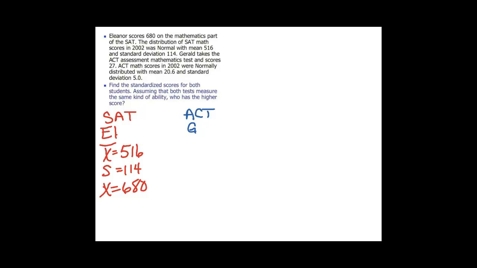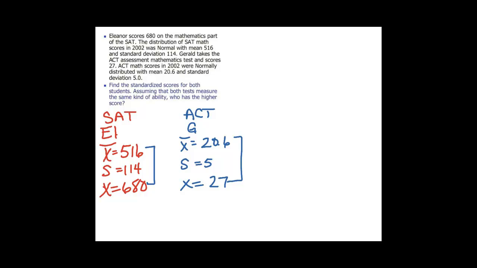All right, back to Gerald. Gerald scored, line them up, 27. And the data for those scores was a mean of 20.6 and a standard deviation of 5. Okay, so just a quick inspection of them shows that they're both above the means, if I compare them. 680 is greater than 516, and 27 is greater than 20.6. So right off the bat, I can't just say who did better, because they're both above the mean.